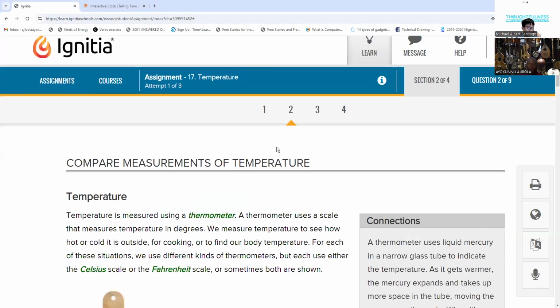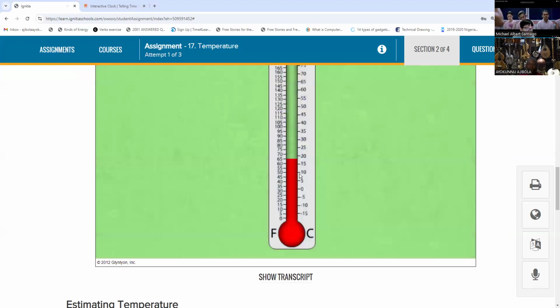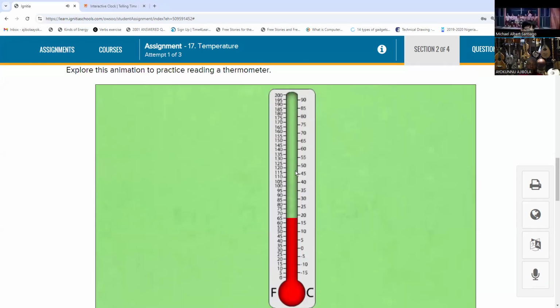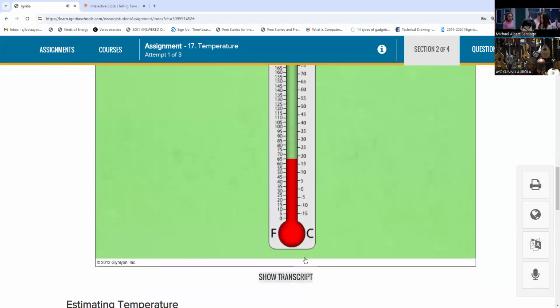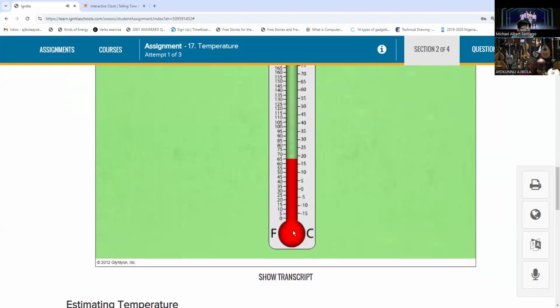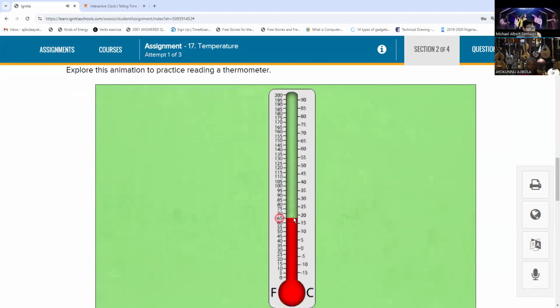So we want to practice reading this, okay? The temperature indicated on the thermometer is shown by the height of the mercury between the scales. Many thermometers mark the degrees in increments of 5, so that the scale is not too crowded. On this thermometer, the temperature is about 65 degrees Fahrenheit, shown on the left scale, or about 18 degrees Celsius.